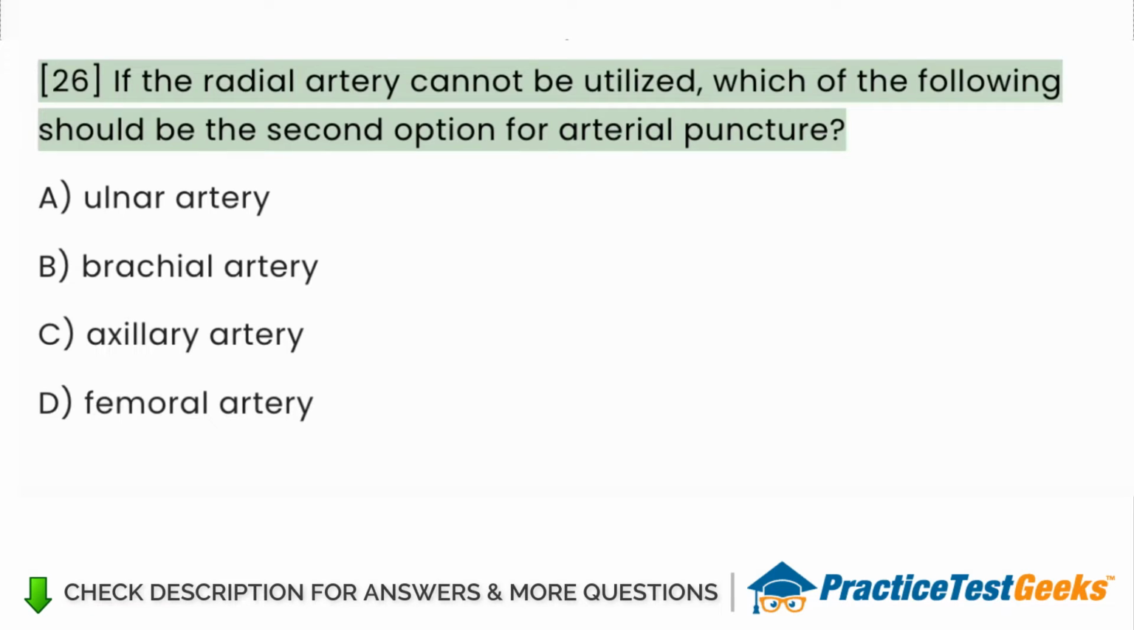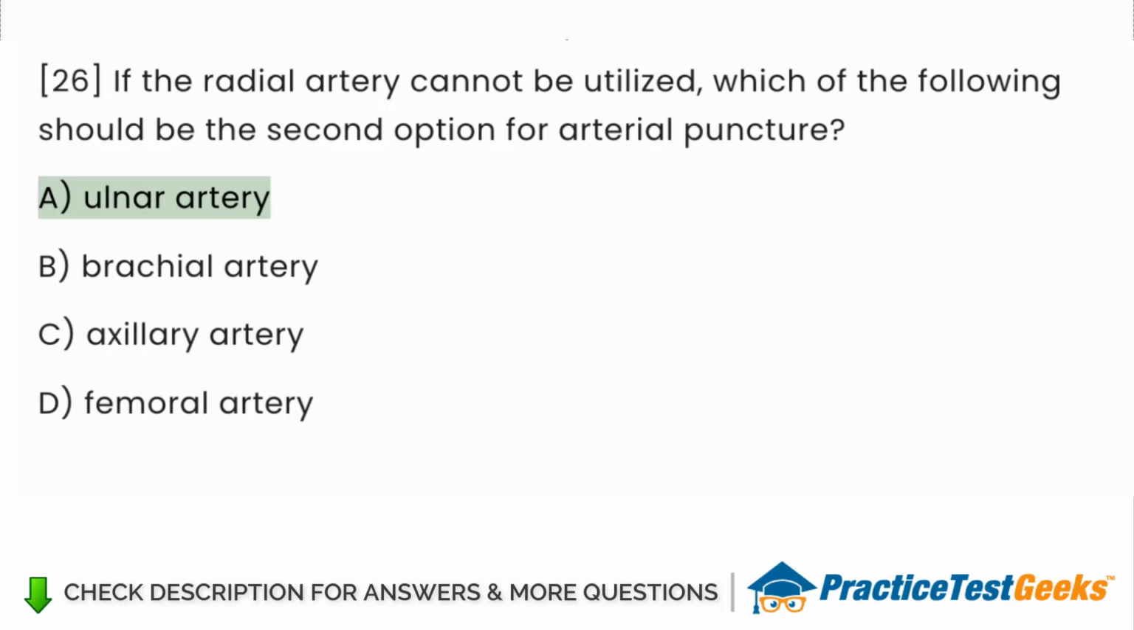If the radial artery cannot be utilized, which of the following should be the second option for arterial puncture? A. Ulnar artery. B. Brachial artery. C. Axillary artery. D. Femoral artery.